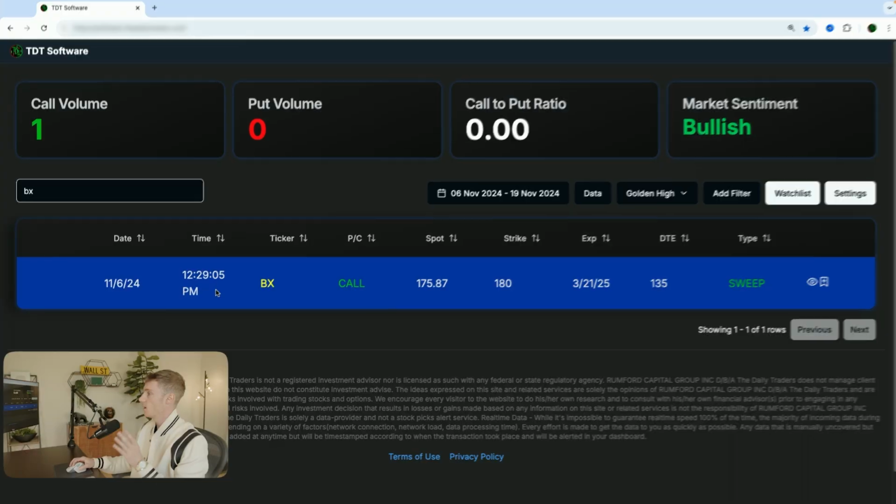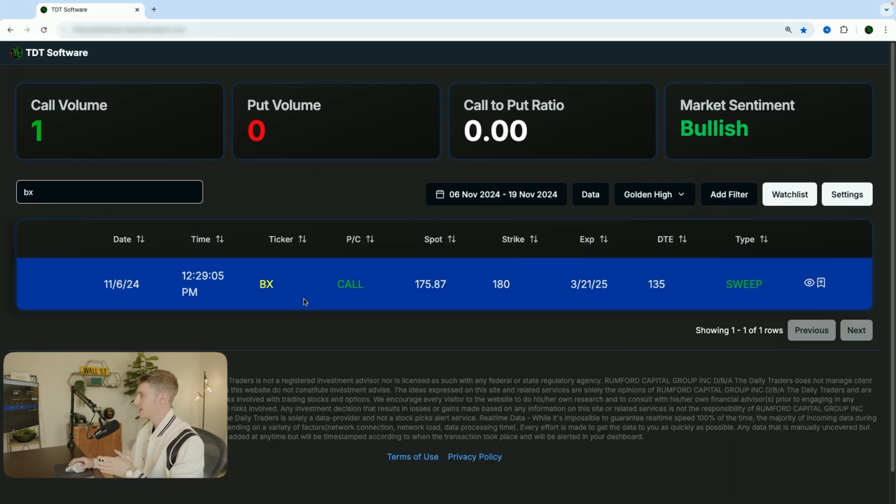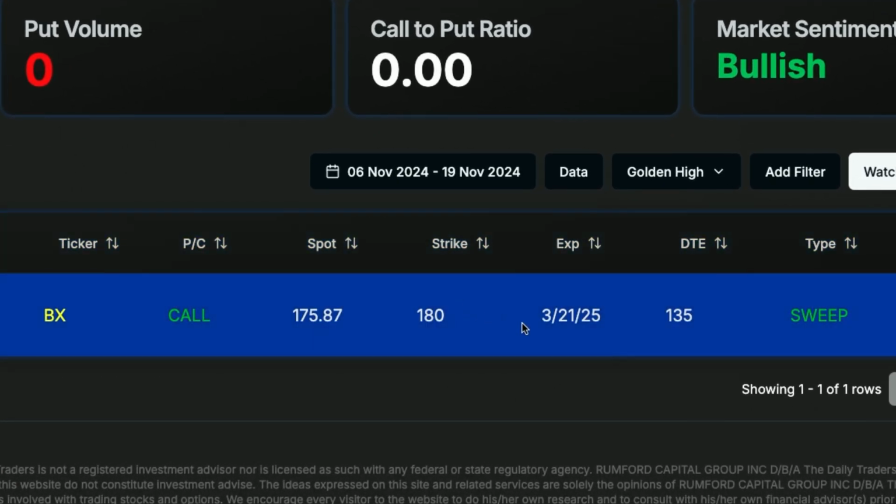So you can see here on the 6th, ticker symbol BX at 12:29, I was notified via my software to buy BX calls. The spot, so at the time this order came in on my software, BX was trading at 175.87. And these specific contracts expired March 21st, 2025. These were the 180 calls.